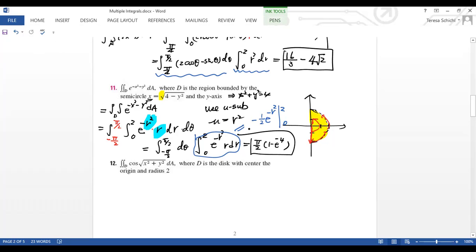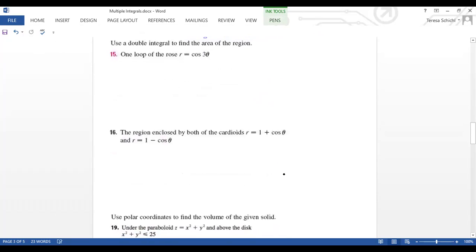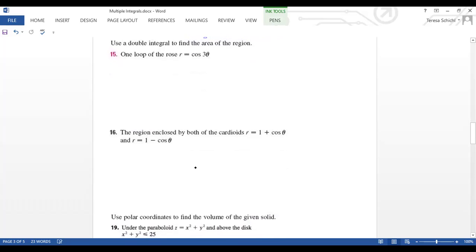Okay, so now we're going to do something interesting here. If you still remember correctly, in calculus 2, when you talked about the parametric equations, we have a lot of those graphs, right? So we have the roses, cardioids here. So in here, let's try to do number 16 here. We said the region enclosed by both the cardioids r equal to 1 plus cosine theta and r equal to 1 minus cosine theta.